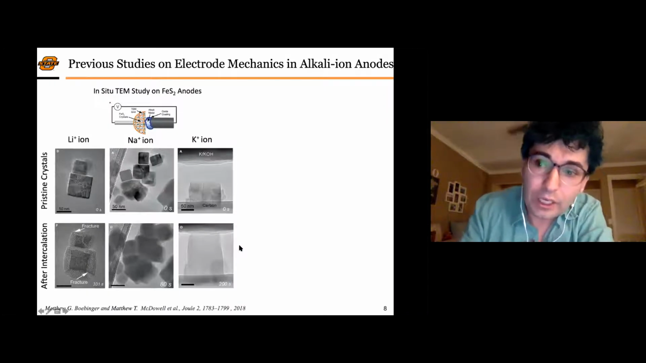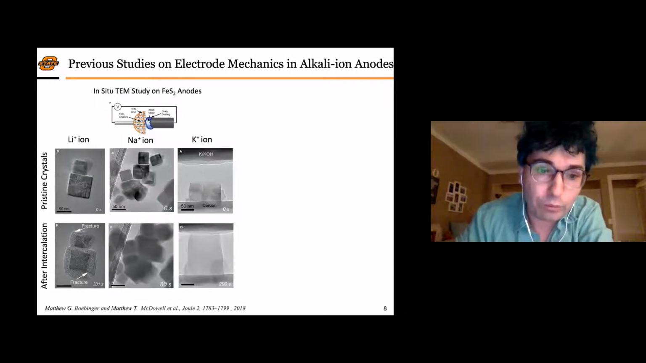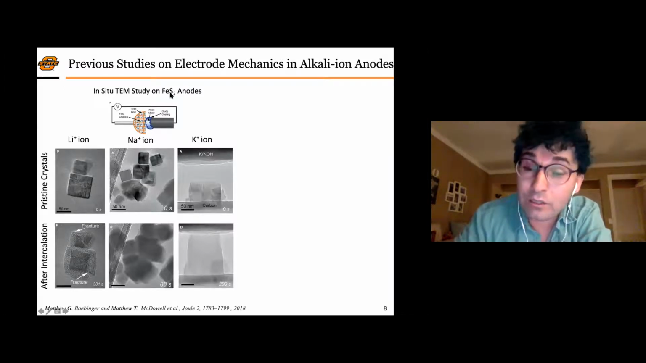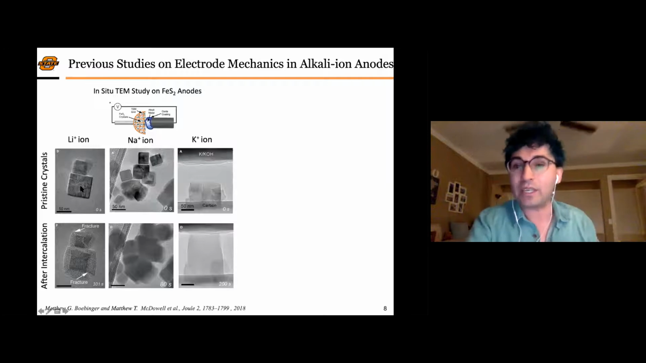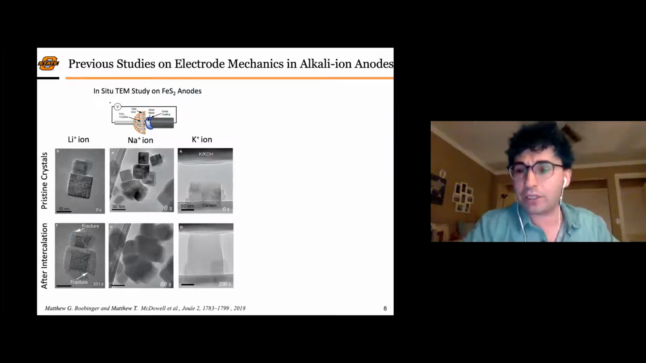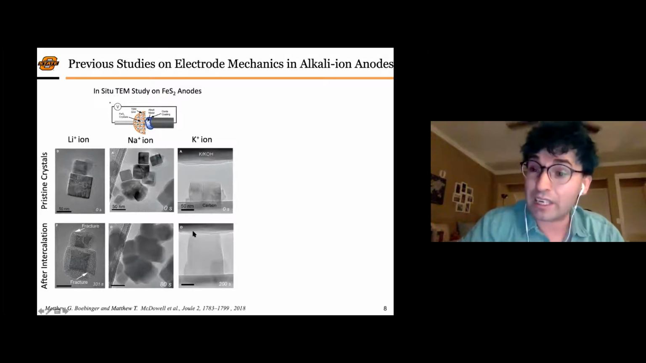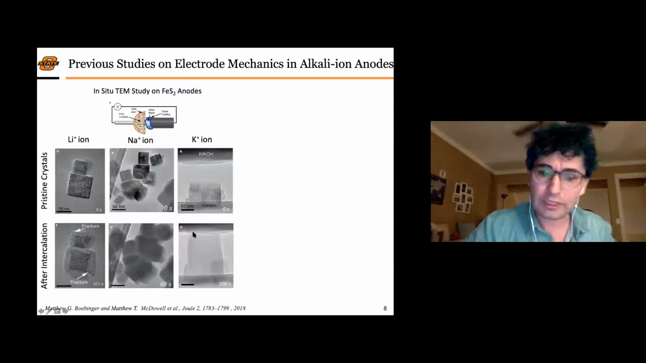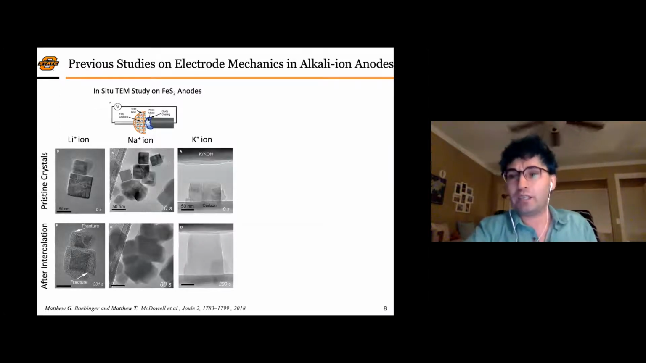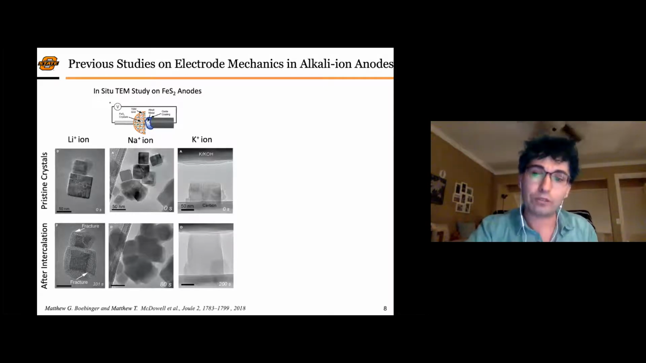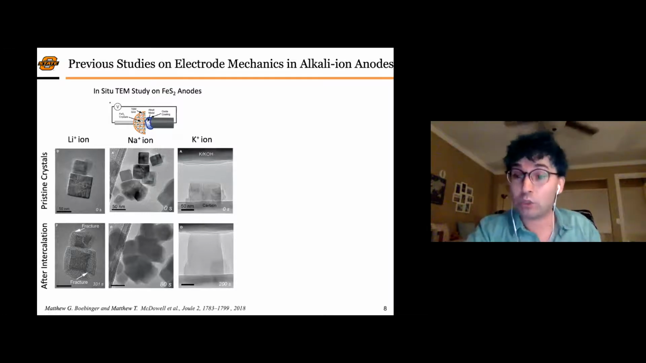The other interesting study was done by the McDowell group. In this case, they look at the iron sulfur anodes. So here, the top figures are the pristine crystals. They use their in situ TEM study for this. The crystals are about 50 nanometers, and they look at what happens after lithium, sodium, and potassium intercalation into these anodes. In general, we expect that the larger ions, such as sodium and potassium, will induce much greater volumetric expansions, and this greater volume expansion should drive the mechanical instability in these electrodes.